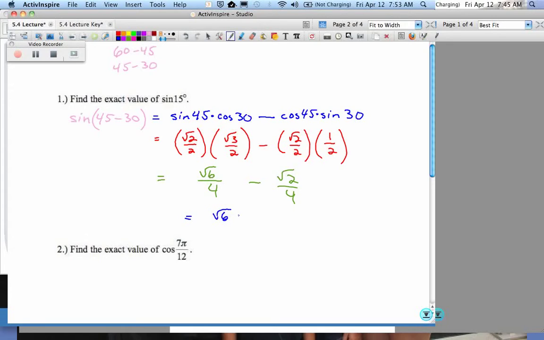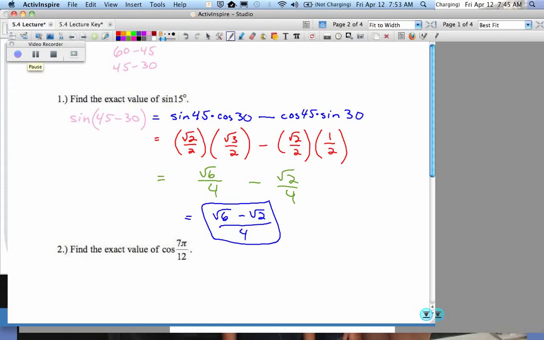Square root of 6 minus the square root of 2 all over 4. You can multiply under a radical. So if I was multiplying, I could say the square root of 12 on top or something, but we're subtracting. So we do not subtract under radicals.